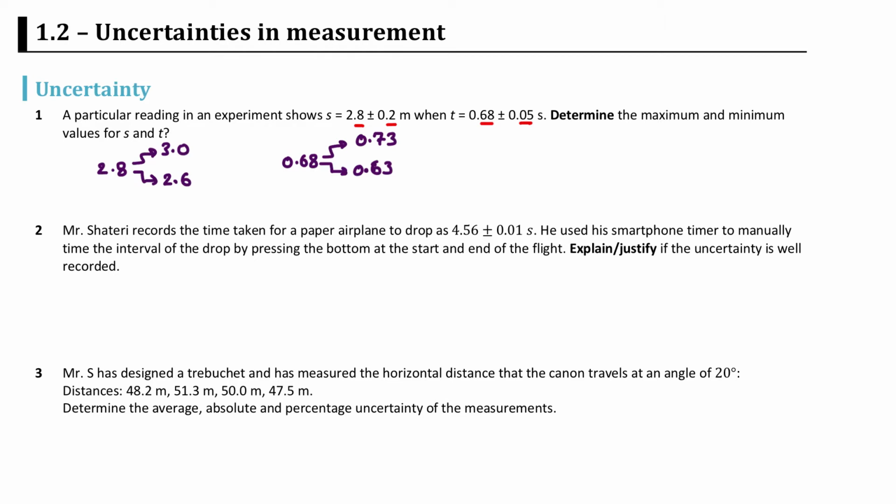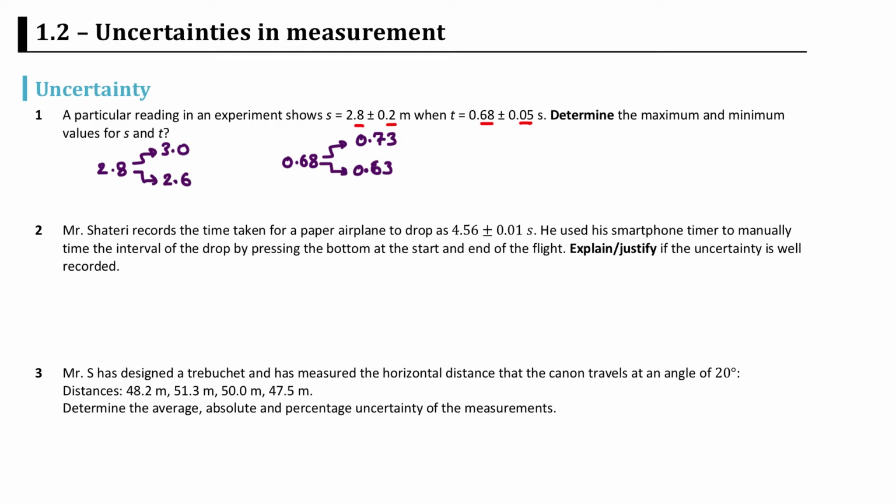In the next question, we got Mr. Shateri, who records the time taken for the paper airplane to drop as 4.56 plus or minus 0.01 seconds. He used his smartphone timer to manually time the intervals of the drop by pressing the button at the start and end of the flight. Explain, justify if the uncertainty is well recorded.